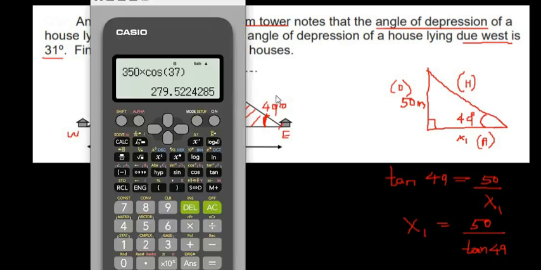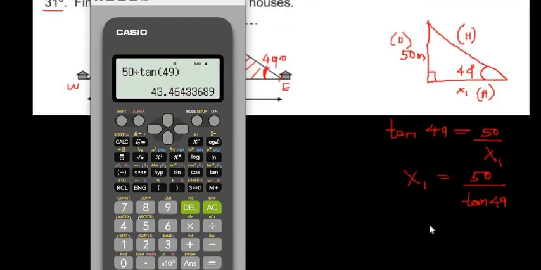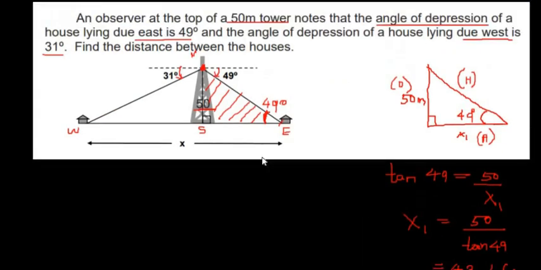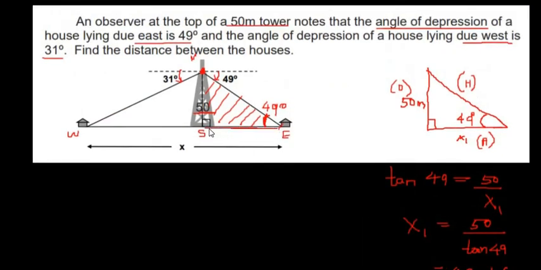So let us see how much we get. We get 50 divided by tan of 49 degrees, which is 43.46. So let us write here 43.46, and this is in meters. So we have got part of the distance between the two houses.